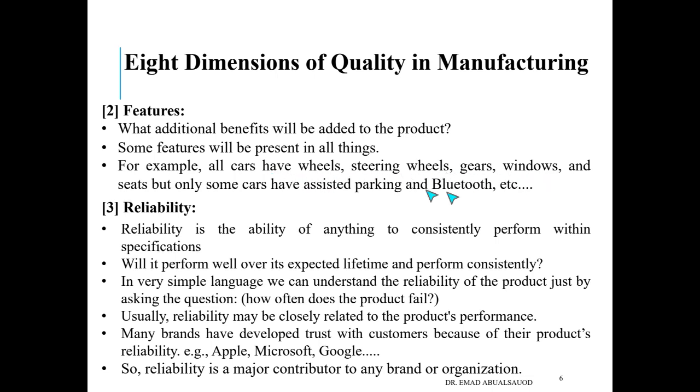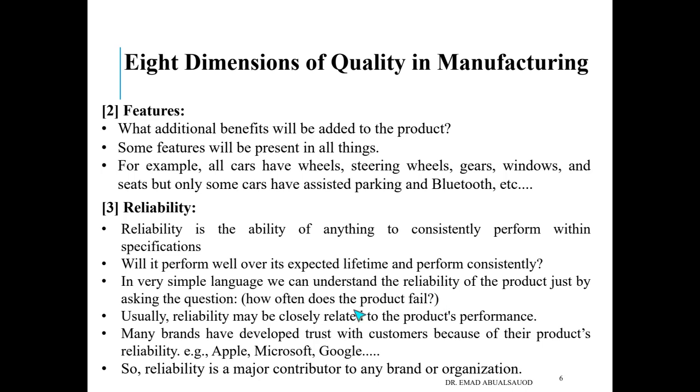Steering wheels, gears, windows, seats, but not only. Some cars have assisted parking, so there are things that are essential. So this is what refers to maybe the Kano model, if you recall that Kano model. The Kano model talks about the expected features and beyond the expectation and below the expectation. So here in the features you can add more value to your product.